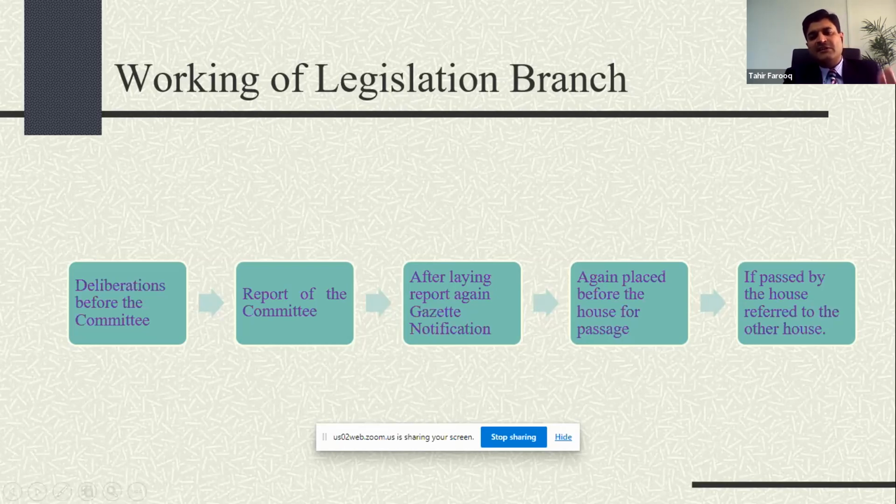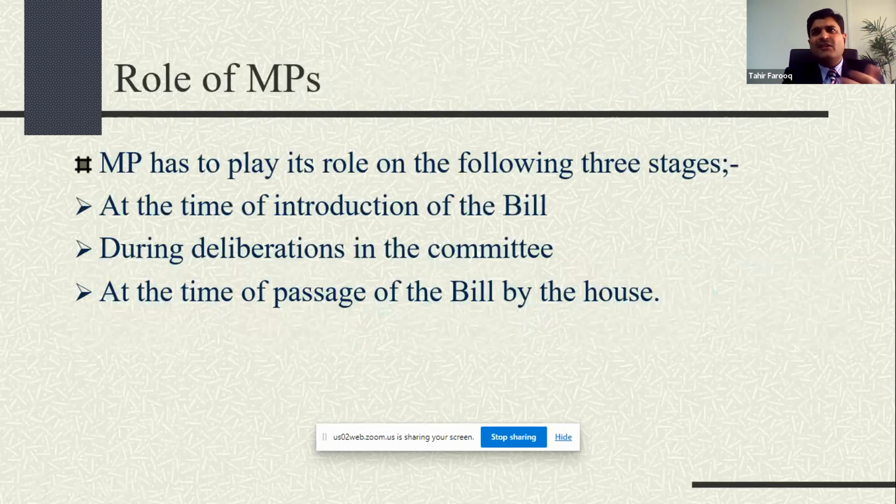If it is passed, then it is transmitted to the other house of the parliament. Definitely, if we are talking about the National Assembly, then it is transmitted to the Senate for passage. And almost the same procedure stated for the National Assembly is to be followed by the Senate.